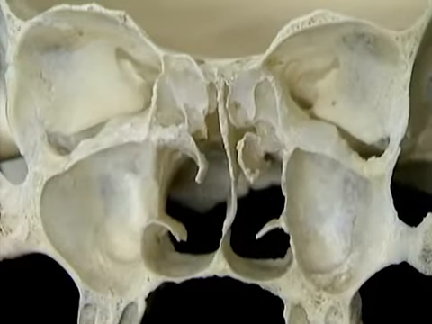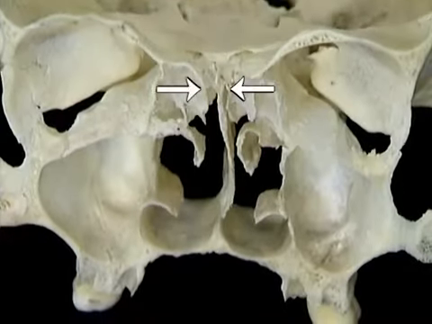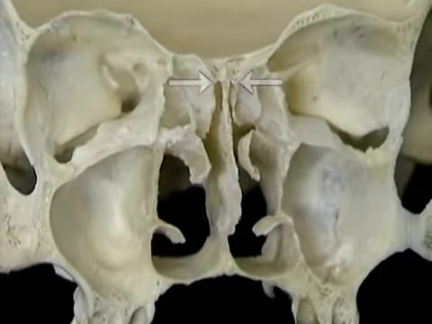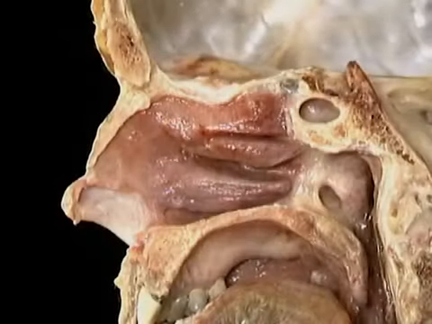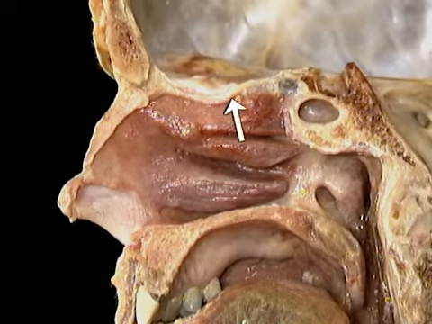Here's a frontal section in the dry skull that goes through the cribriform plates. They're here. On each side, the cribriform plate forms the narrow roof of the nasal cavity. Here's a medial view of the nasal cavity. The cribriform plate is here.